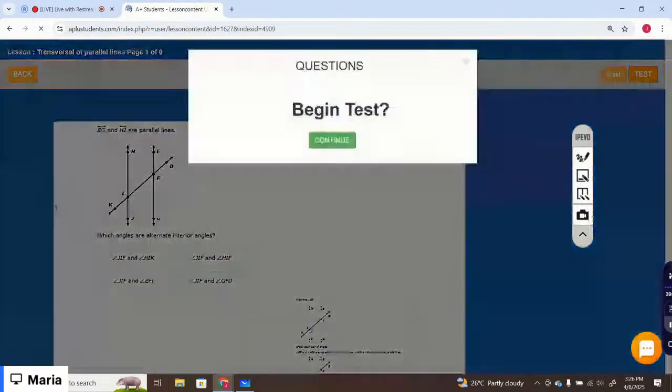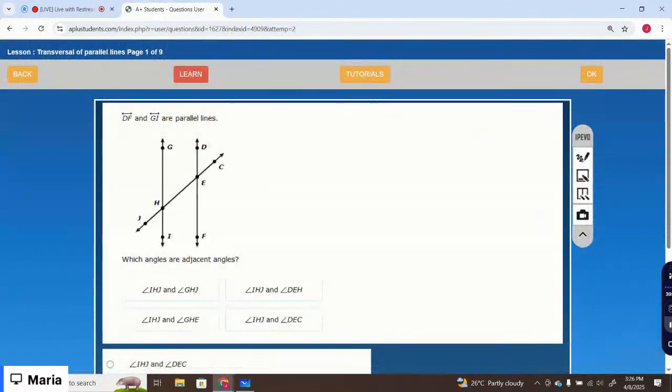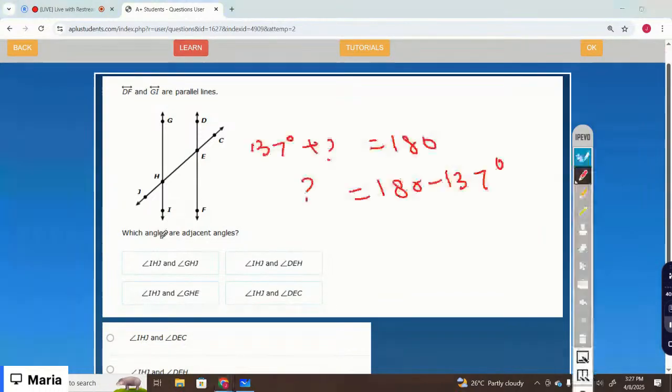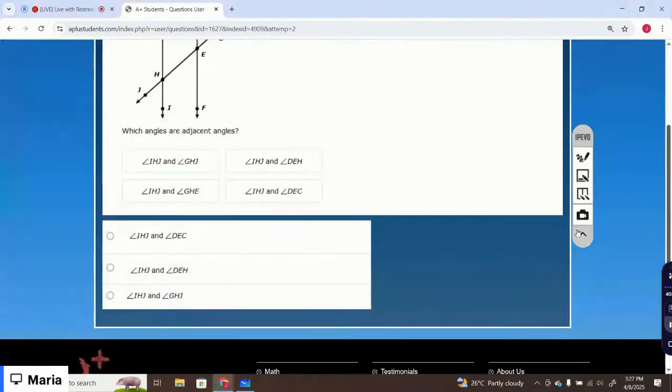Okay, let's just start with the test questions. D, F, and G are parallel lines. Which angles are adjacent angles? Okay, I, A, J. Option number 1 is the correct option. That is I at J and G at J. Option number 2 is the correct option.